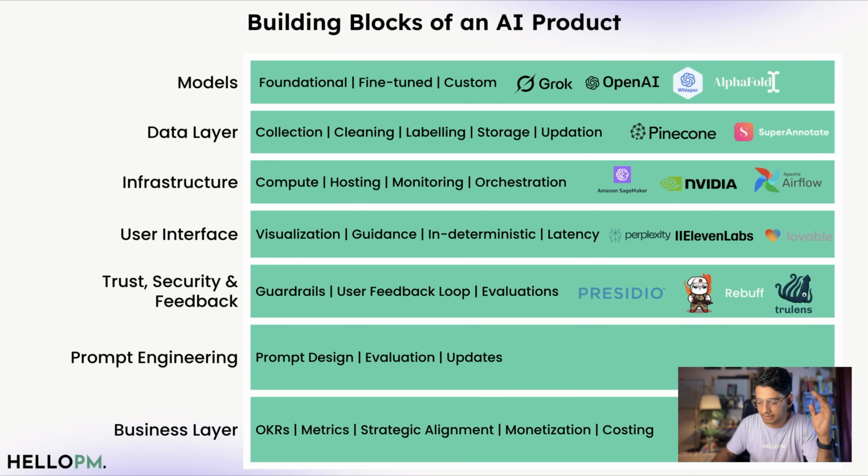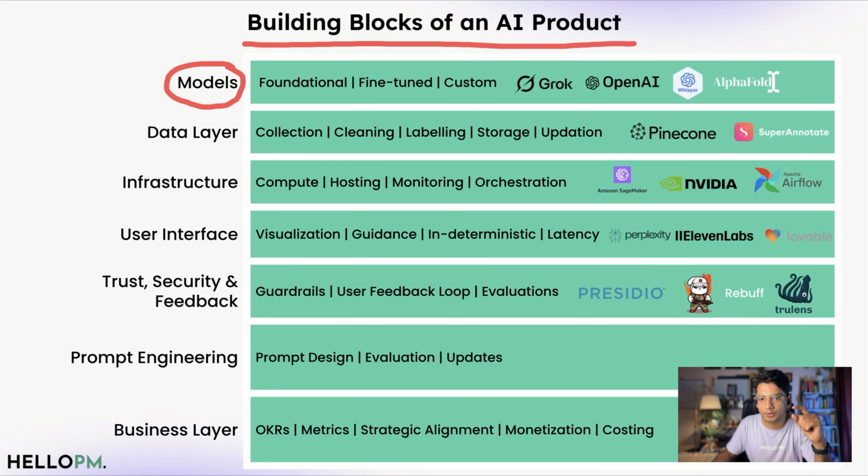These are the building blocks of AI products. In most AI products, you are going to see similar kinds of building blocks. The first building block is the model, the thing or the code that is going to help you generate data and take decisions. And there could be three kinds of models. One is a foundational model, second is a fine-tuned model, third is a custom model.